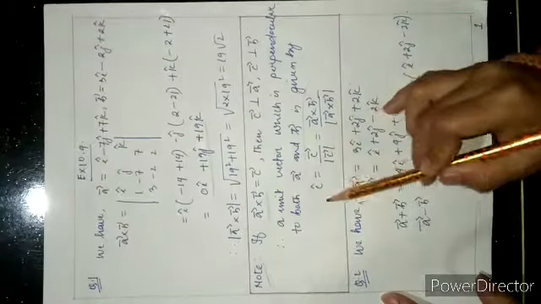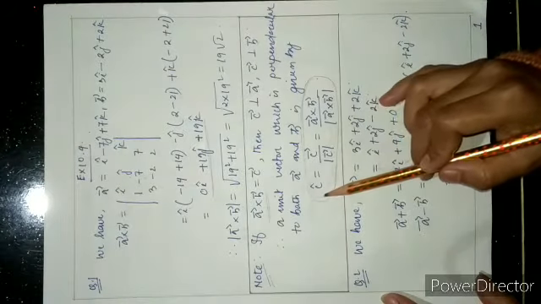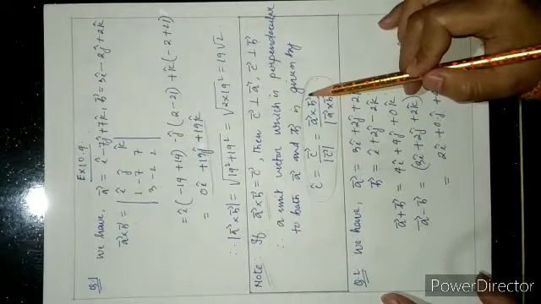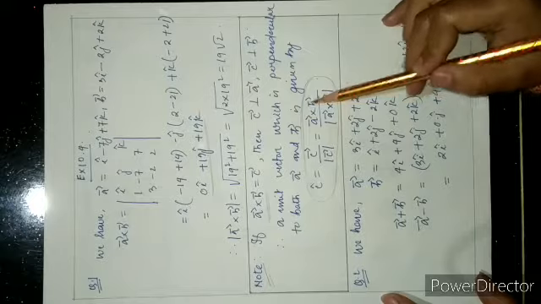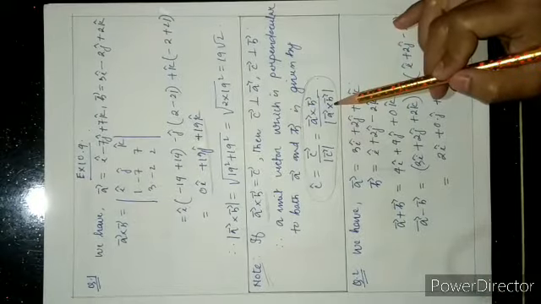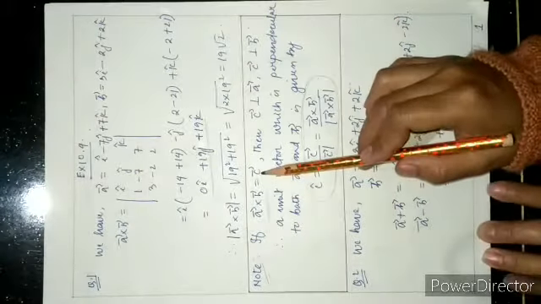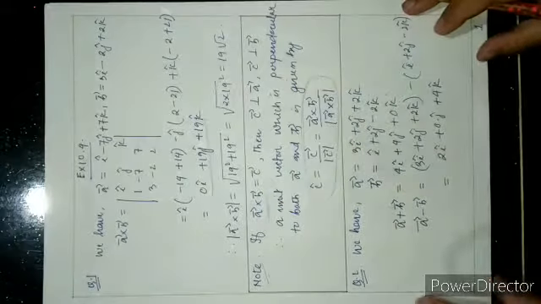Then the question: find a unit vector which is perpendicular to both A vector and B vector. Any unit vector perpendicular to A and B is found by taking the cross product and dividing by the magnitude of the cross product. It's an important rule: the cross product of any two vectors is perpendicular to the given two vectors.